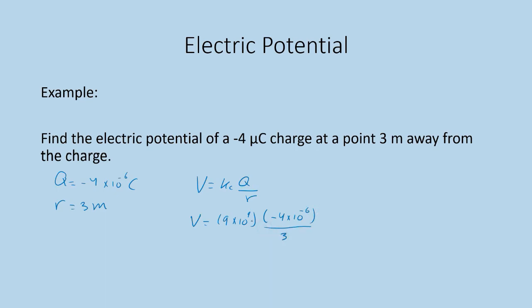So we have negative 12,000 volts. So as we saw from this example and the one before, when the charge is positive, it has a positive electric potential, and when it's negative, it has a negative electric potential.